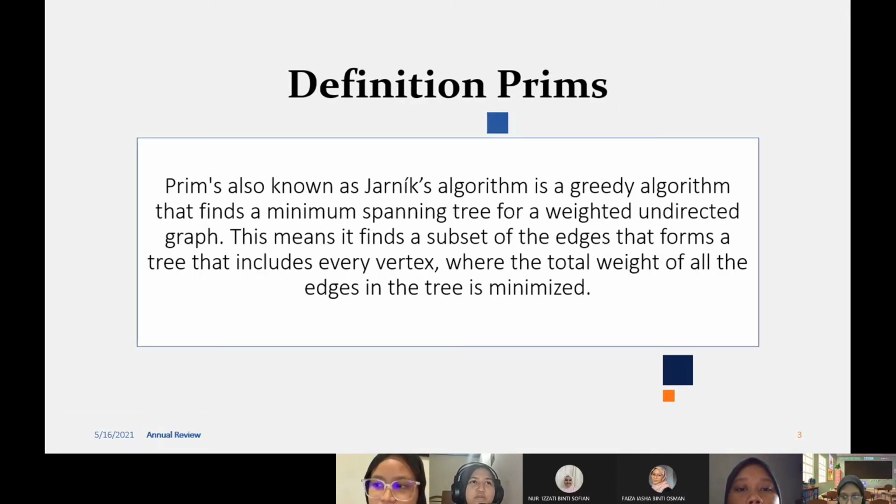Before we proceed to our map, I want to explain the map we chose and the algorithm. The map we chose is Bangkok and we chose Prim's algorithm. Prim's, also known as Jarnik's algorithm, is a greedy algorithm that finds a minimum spanning tree for a weighted undirected graph. This means it finds a subset of the edges that forms a tree that includes every vertex, where the total weight of all the edges in the tree is minimized.